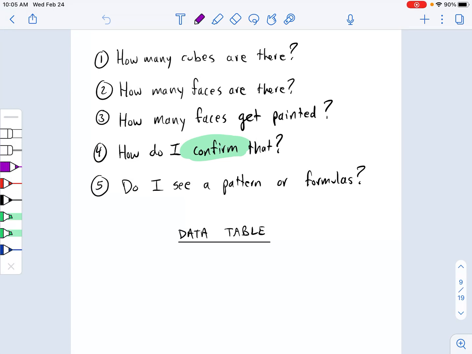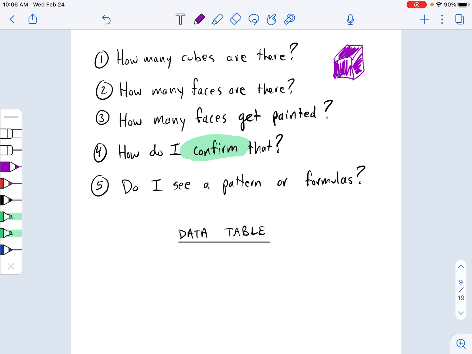Let's look at this painted cube problem and some of the connections and the process you are generally, hopefully, going to encounter. You want to look at how many cubes are there and how many faces are there. This is a cube. This is its face. This is another face. This is another face. And then the main question is, how many faces get painted?